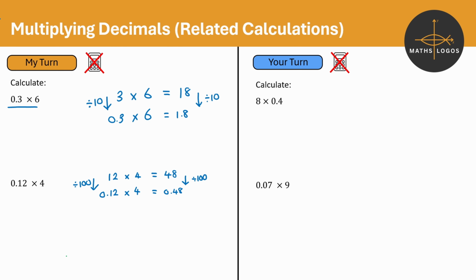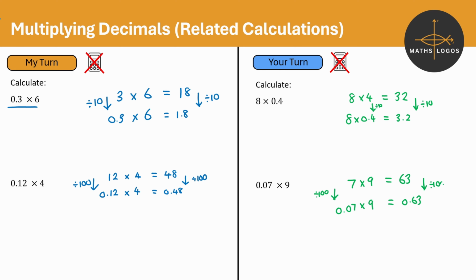Pause the video and give these two questions a go, and your answers will pop up on screen in just a second. Okay, your answers are on screen for those calculations. You should have got 3.2 for the first one and 0.63 for the second one. And my working out is there if you want to pause the video and check where you went wrong, if you did. Hopefully you didn't.